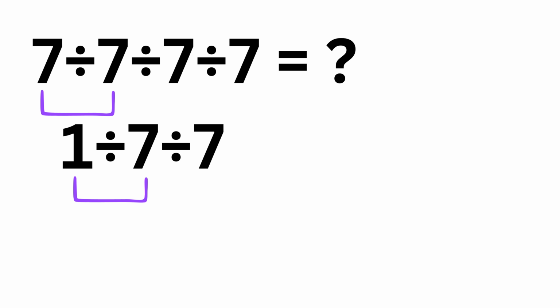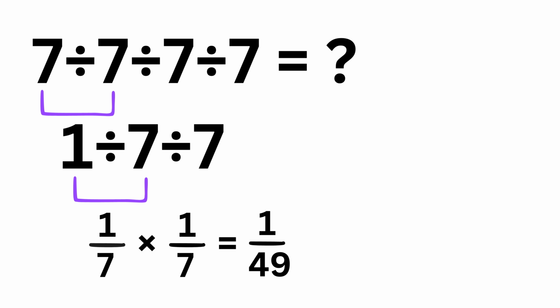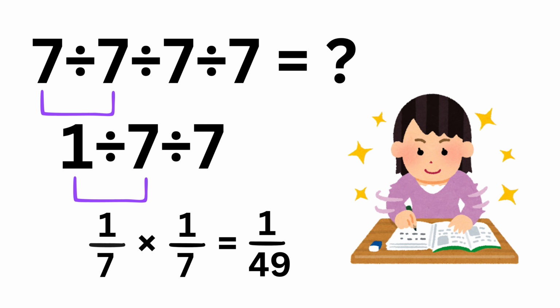1 divided by 7 can be written as 1 over 7, then divided by 7. Now, according to the KCF rule, K stands for keep, C stands for change, and F stands for flip. We keep the first fraction, change division to multiplication, and flip the second fraction. So we get 1 over 7 multiplied by 1 over 7, which equals 1 over 49. And this is our final answer to this problem. The correct answer is 1 over 49.